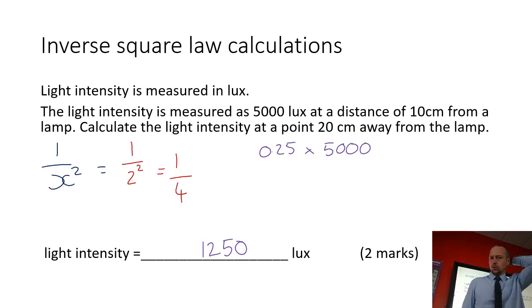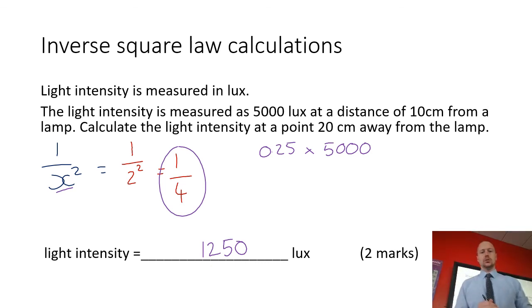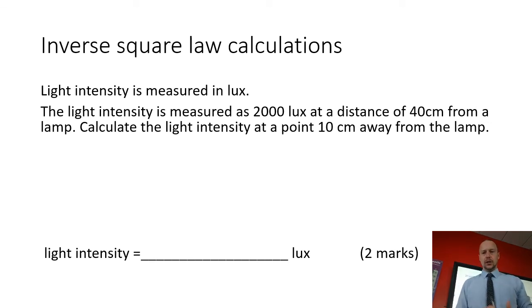Right, so the distance here has doubled, so the light intensity is going to go down by a quarter. Why? Because the distance has doubled, it's the inverse square law, so the difference in the distance will square that. So it's a quarter. The light intensity has gone down by a quarter as the distance has doubled. So if the initial light intensity was 5,000 lux, the new one is going to be a quarter of that, which is 1,250 lux.